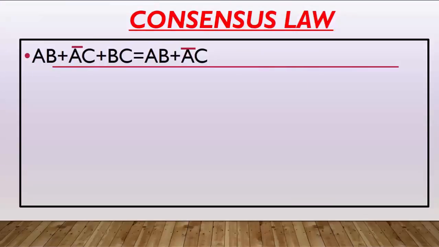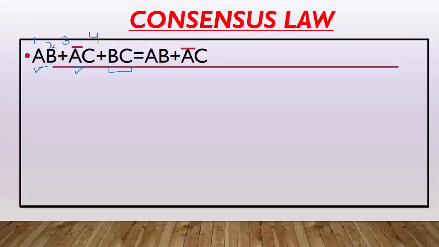Consensus theorem. What is the consensus theorem? Here, if we have AB plus A bar C plus BC, you can see the difference, because the first and the second terms are complements of each other, and the other two are given names, but the second and fourth are different, and at the end we see that they are a product.